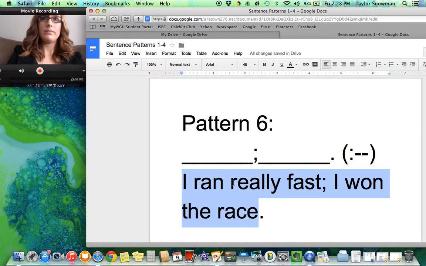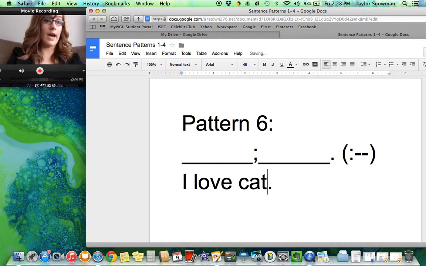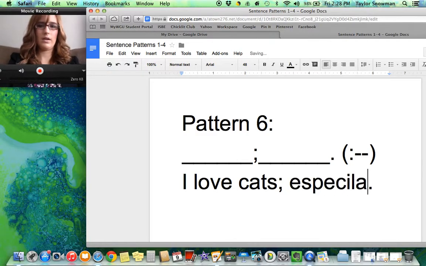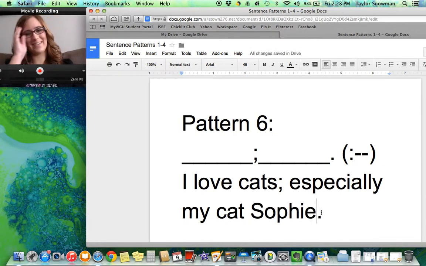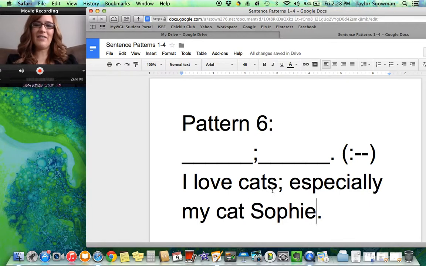So let's do another one. I love cats, especially my cat, Sophie. I love to use my cat in sentence pattern examples, as you know. So, I love cats. That could be its own sentence.